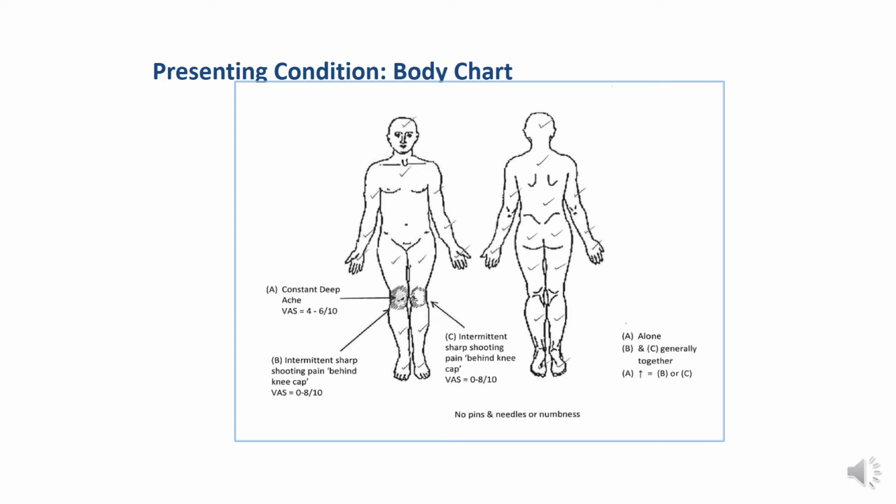Other pain-related information that you will find out that is not here in this body chart are the aggravating and easing factors. That is, what activities make it worse and what makes the pain better. The 24-hour pattern of the pain. Is it the same throughout the day, or are there times when the pain is worse or better? Now, all of this information will help you in your assessment and diagnosis of the person's problem.